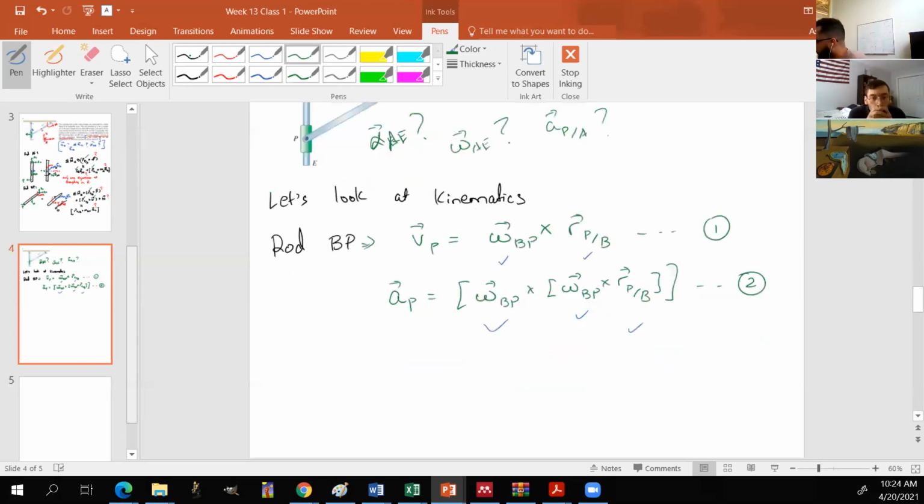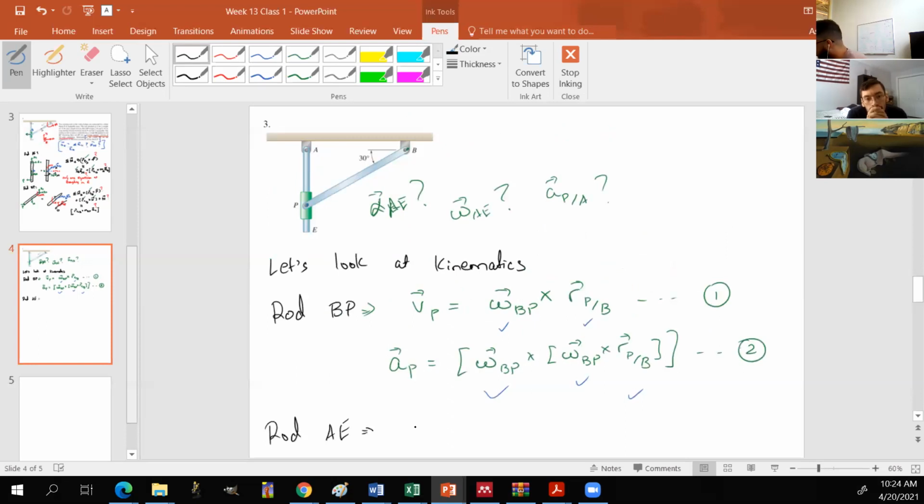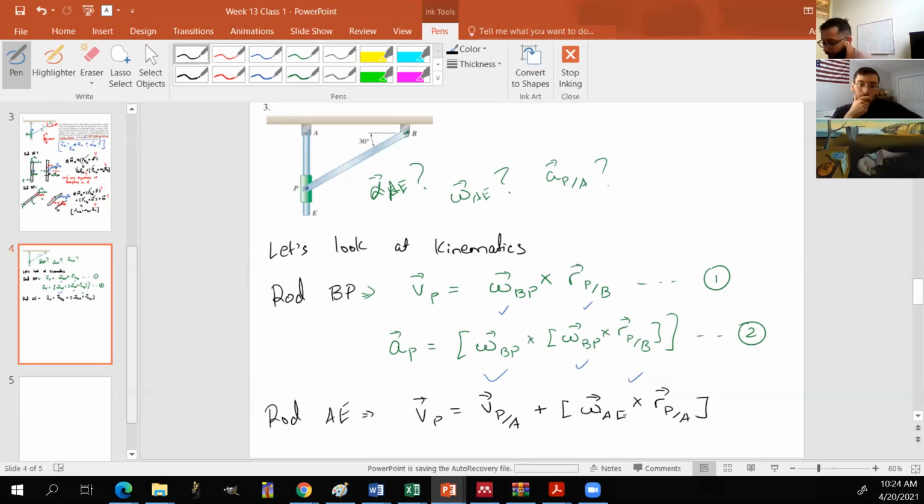now I look at rod AE, which is this rod over here. For the velocity of the point P, I'm going to have a term which is the velocity of P relative to A, and that's going to be an unknown. Plus, I'm going to have omega AE crossed with R of P relative to A. And again, here, omega AE is going to be an unknown.